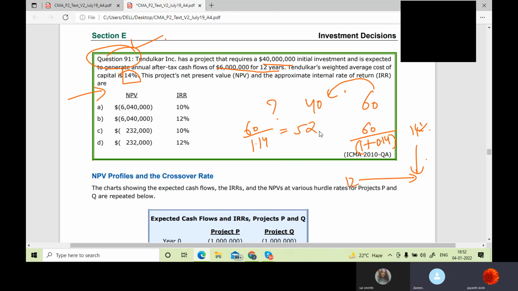So it is 52.63. 52 lakh 63,000. Just a second. Okay. It is not this. Actually, the investment is this, and it is expected to generate annual after-tax cash flows of this much for 12 years. Every year this much. So 60 into present value of annuity factor at the rate of 14% for 12 years. So we'll take that factor from the table.